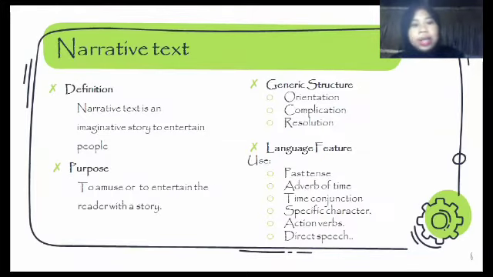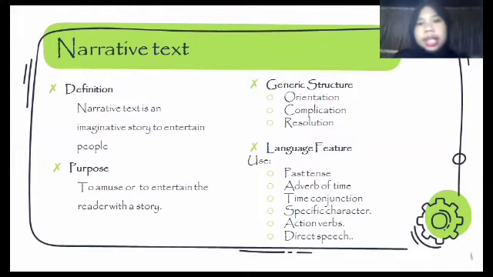Next is narrative text. Narrative text, the definition. There are 3 definitions about narrative text, but I just mention them briefly. First, narrative text is an imaginative story to entertain people. Second, narrative text is a spoken or written account of connected events in a story. And the third, narrative text is the narrative part of a literary work as distinct from dialogue.